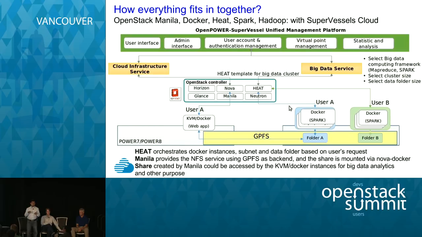So the user accesses the big data service, and behind the scenes, the Heat templates come into the picture, which work with Nova, Neutron, Manila. It creates a Manila share, creates a subnet using Neutron to launch the Docker instances of the requested size. You can have three instances or five instances. This is for your students, right? To learn big data. Glance is used as a repository to store the Docker images. So Glance is also coming into the picture. And this is how a shared folder is created by the Heat engine for various clusters for user A, user B. User A gets his own shared folder, which is automatically mounted inside the containers that he gets for the big data analytics work that he wants to do.